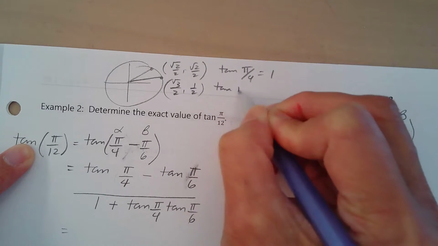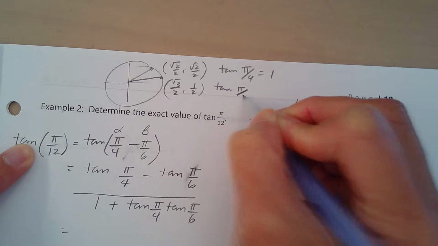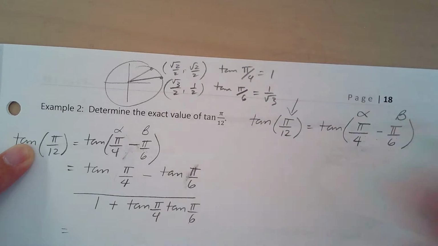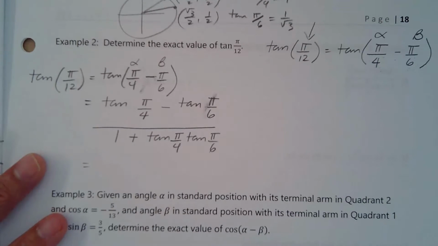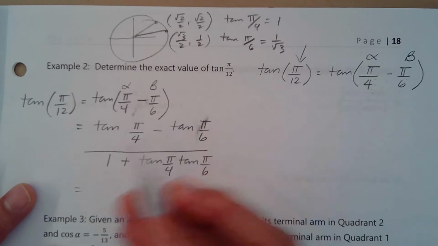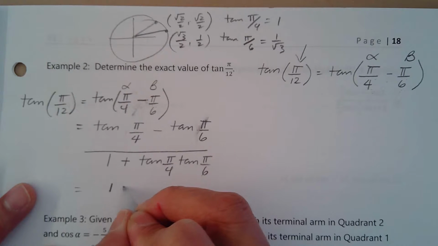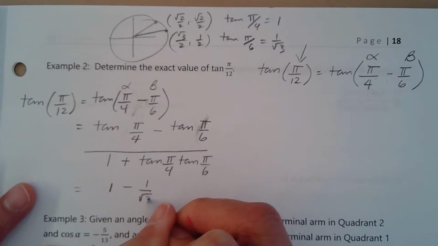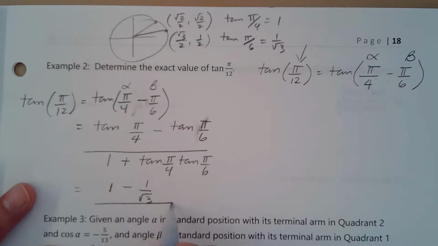So the tangent of pi by 6 is 1 over root of 3. Okay, so let's have that right nice and handy. So tan of pi over 4 is going to be 1 minus tan of pi over 6, which is 1 over root of 3, divided by 1 plus tan pi by 4, which is 1, tan pi by 6, which is 1 over root of 3.